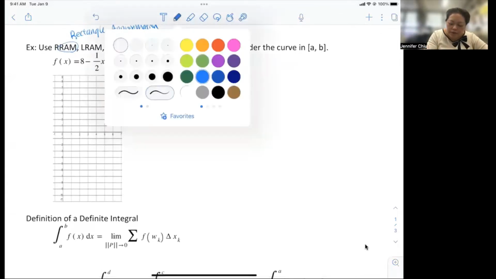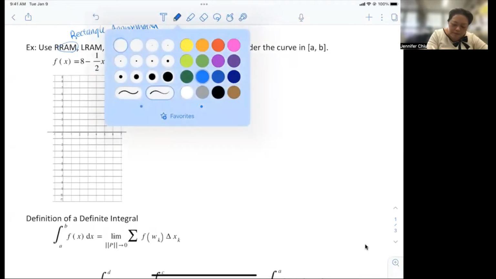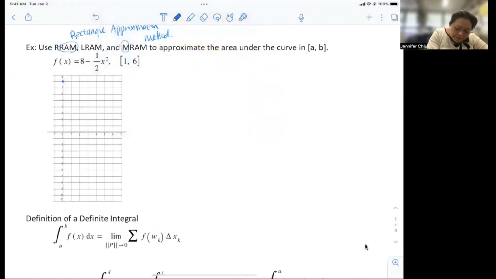Now, I know some of your graphs may be a little bit different than mine. Don't worry about it. It still works beautifully. So here's your x-axis, right? Your function starts up here at 8 minus 1/2 x squared. So you have your 1/2, you have your 2, 2, 3, 4, 4.5 right here. And then at 5, you have negative 25 over 2 plus 8, negative 4.5, and negative 10 at the very end here. Okay, so your graph looks something like this.